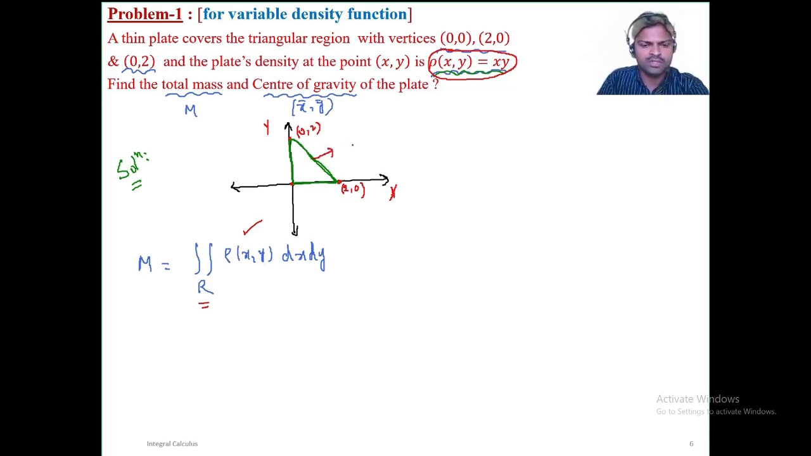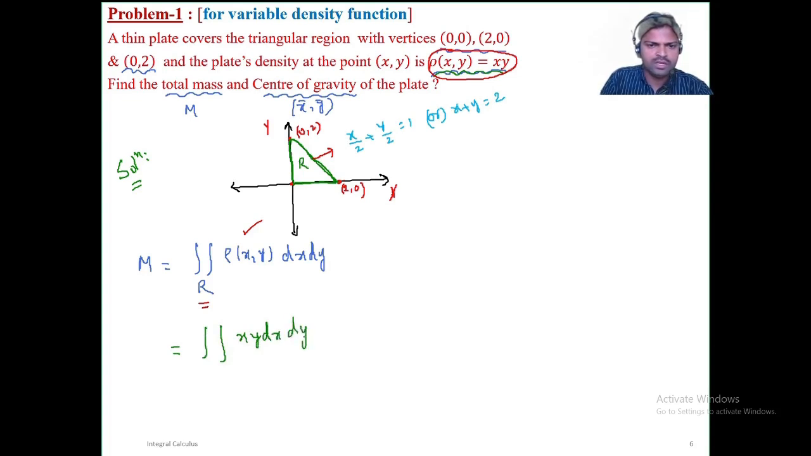Therefore this line equation is x by 2 plus y by 2 is equal to 1, or simply I can say that x plus y is equal to 2. So that is the region, this is our region. Let's call this R. So the double integration is rho of x comma y, that is x into y, dx dy.